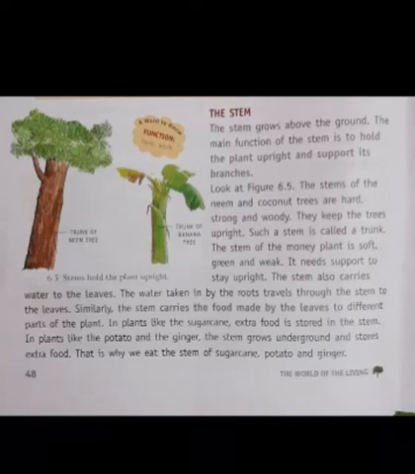Here the stems of the neem and coconut trees are hard, strong and woody. You can see in your book at page number 48. There is a stem which is known as the trunk. What does it do? The stem of neem and coconut trees are hard, strong and woody. So they keep the trees upright, and it is known as the trunk. The stem of the money plant is soft, green and weak. It needs support to stay upright. The stem also carries water to the leaves.